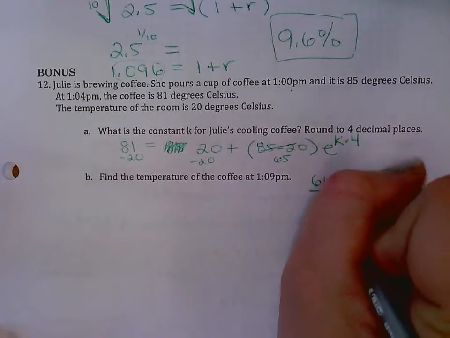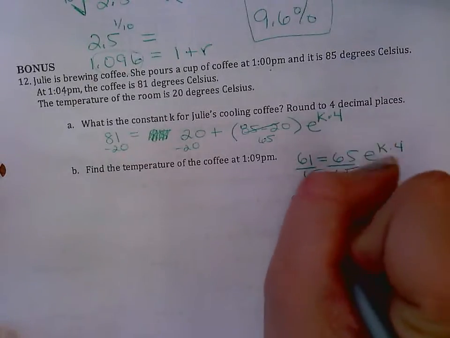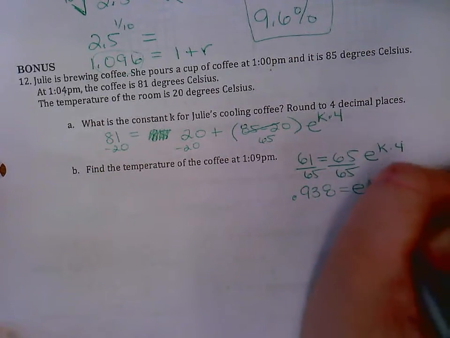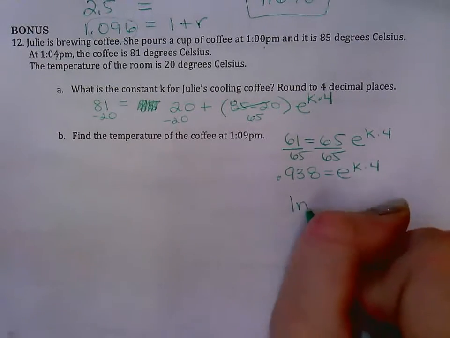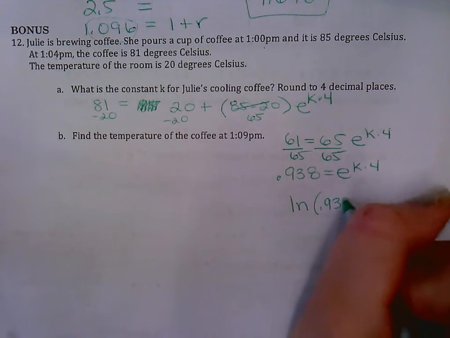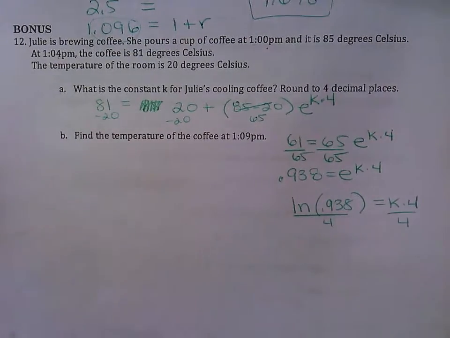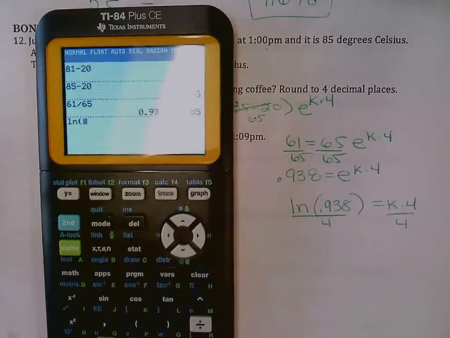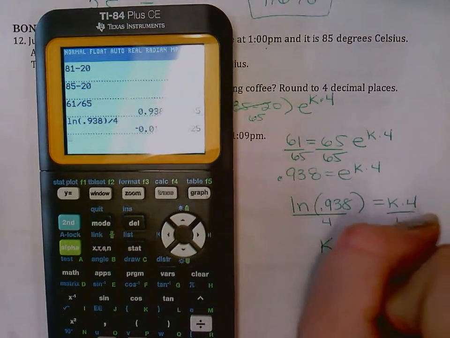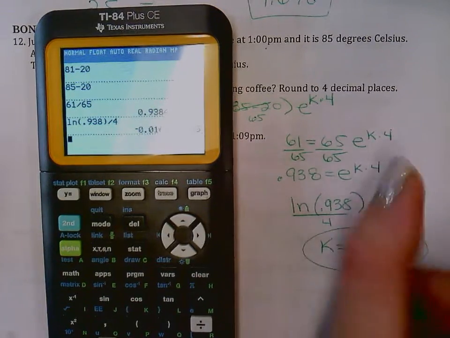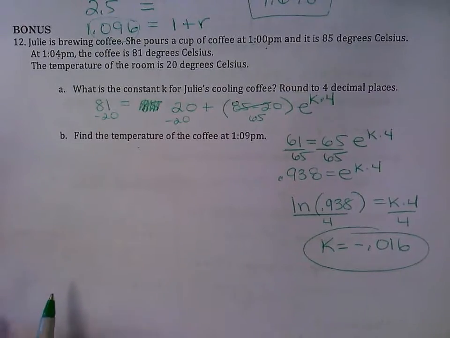So I'm going to take it and divide by 65 on both sides. So I get 0.938 equals e to the k times 4. Taking the natural log of 0.938 and dividing that number by 4. So my k value is negative 0.016. I'm going to use that k value to find the temperature of the coffee at 1:09 p.m.